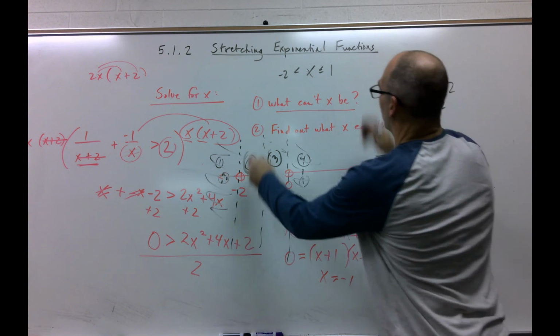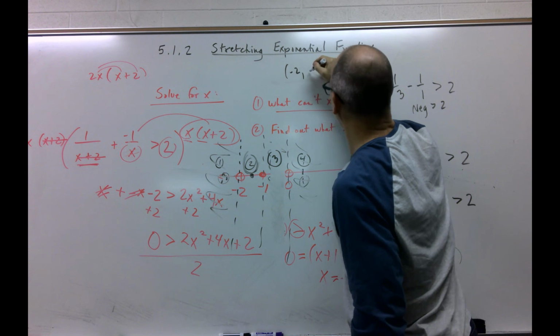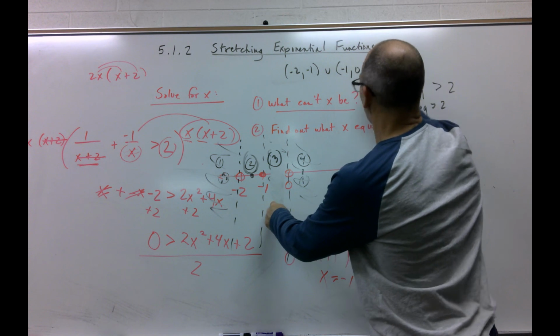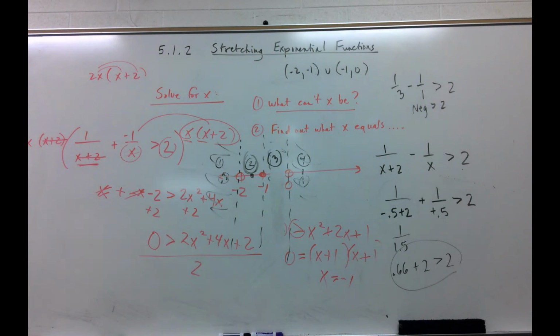So the book will write it in interval notation, -2 to -1, together with -1 to 0, both of those spaces. There you go. All right. It's the little things that get you.